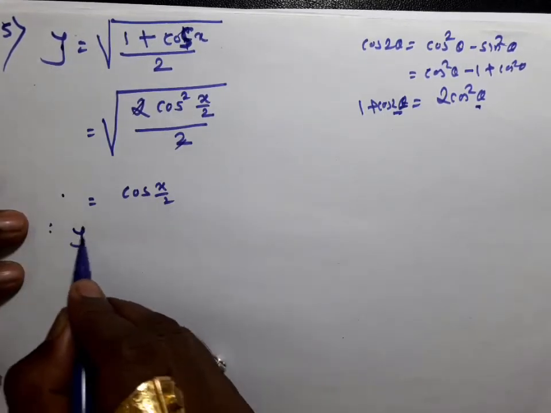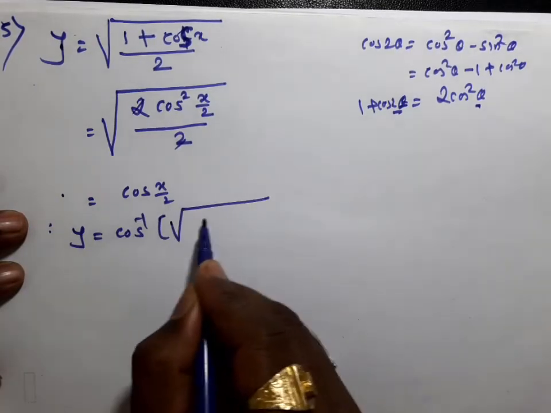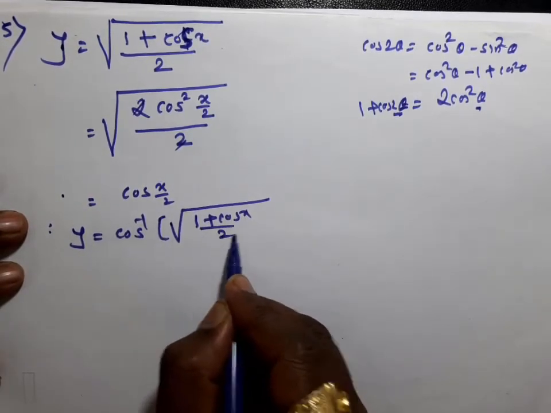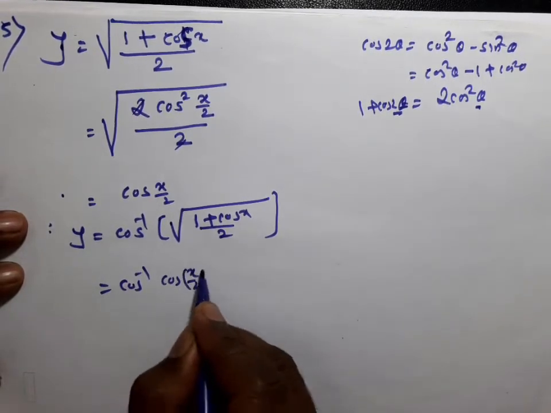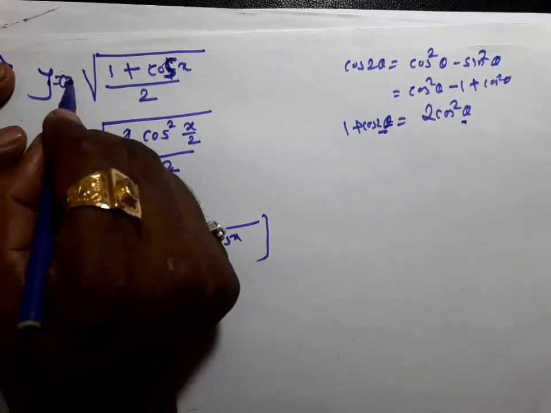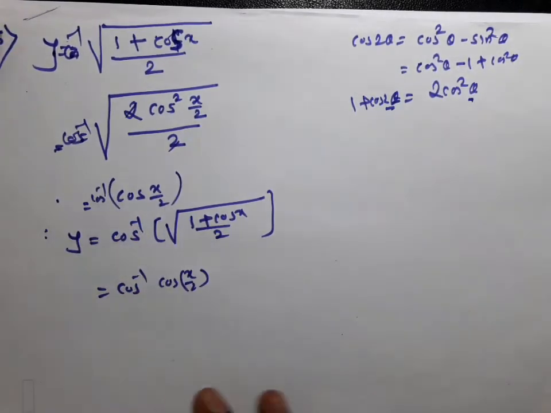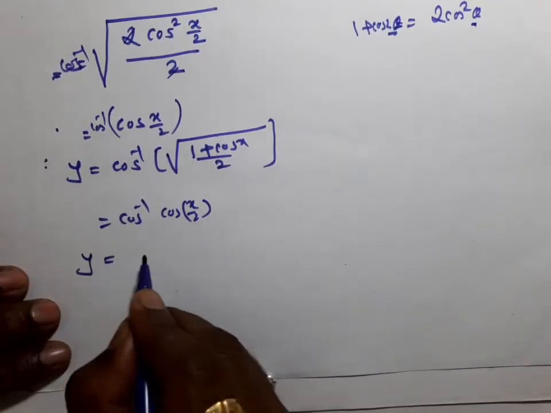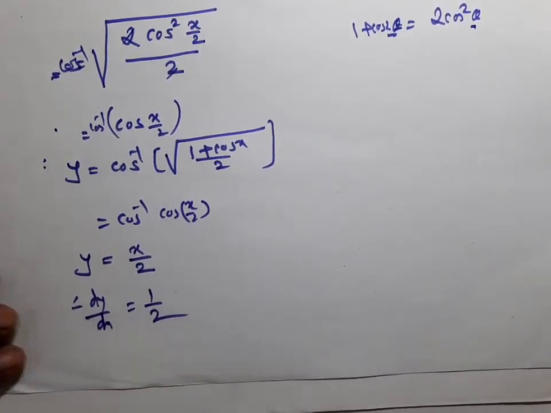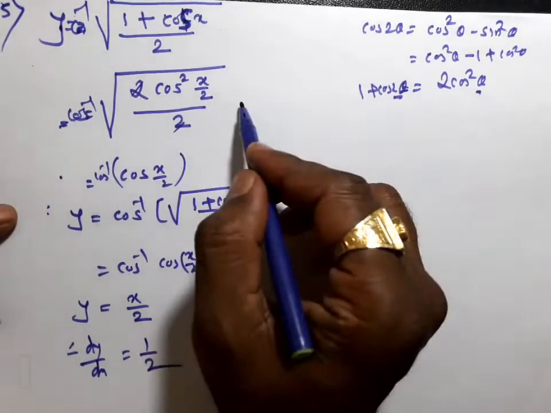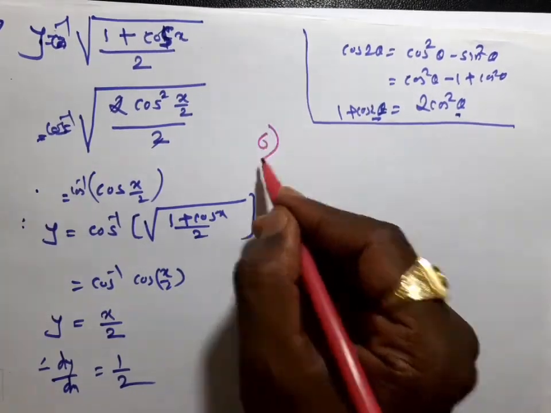Therefore the example, cos inverse of under root 1 plus cos x upon 2, becomes cos inverse of cos x by 2, and this is nothing but x upon 2. Therefore dy by dx is simply 1 upon 2. So this simplification you must know, then it will be a simple example. Next, example number 6.